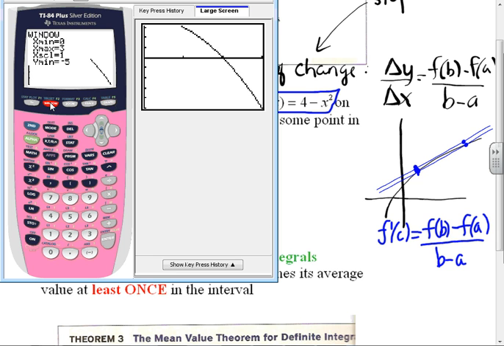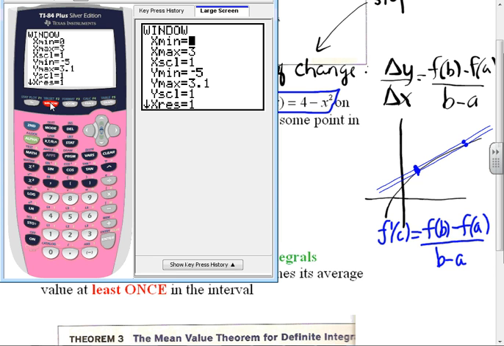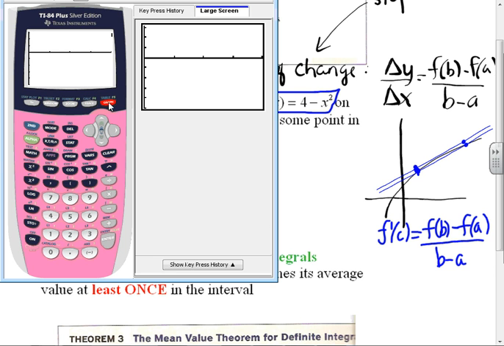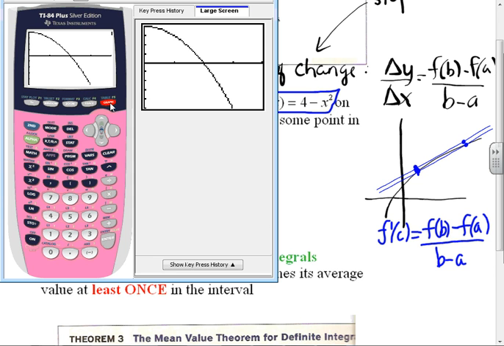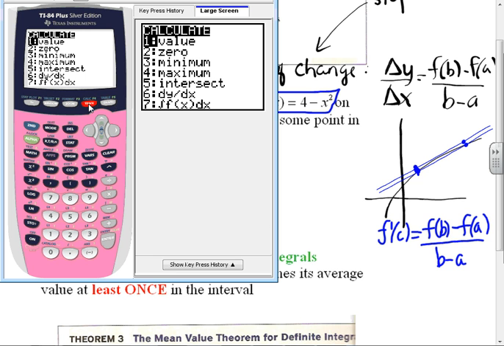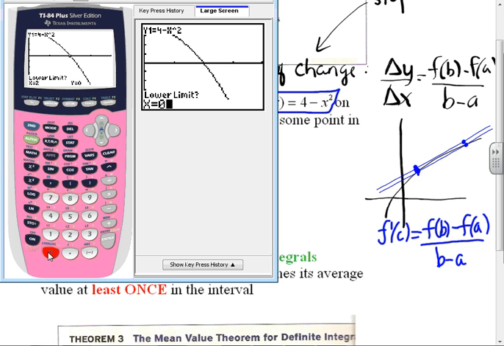Oh, I forgot to make my window big enough. Whoops. And it's 4. I did the wrong one, yeah. It's okay to go there, but I need this one to be 4. Okay. And we want to integrate, so we go second, calculate, 7. Says find the area under that. We're going to start at 0, and we're going to go to 3. Now it's actually easier on the Inspire, but that's okay.